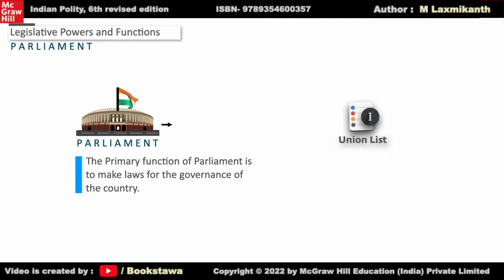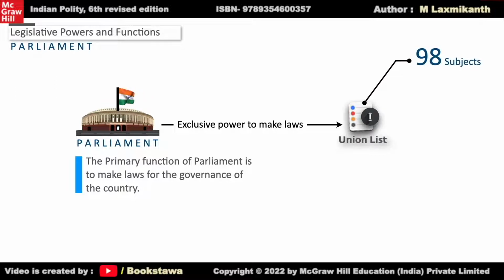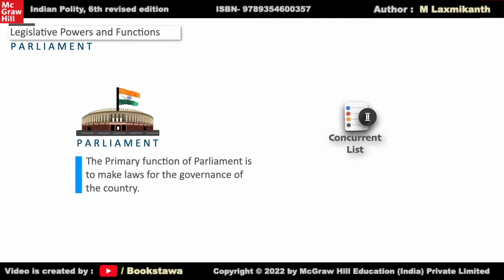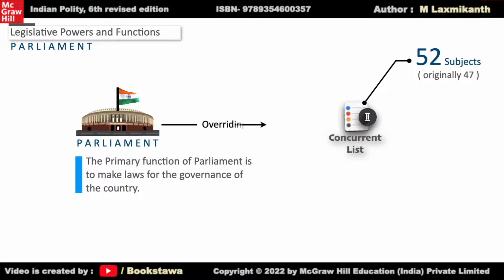It has exclusive powers to make laws on the subjects enumerated in the Union List, which at present has 98 subjects. Originally, there were 97 subjects in this list. Apart from this, Parliament has exclusive power to make laws on the residuary subjects as well. These are the subjects which are not enumerated in any of the three lists, that is Union List, State List, and Concurrent List. With regard to the Concurrent List, which has at present 52 subjects, however, there were originally 47 subjects in this list, Parliament has overriding powers.